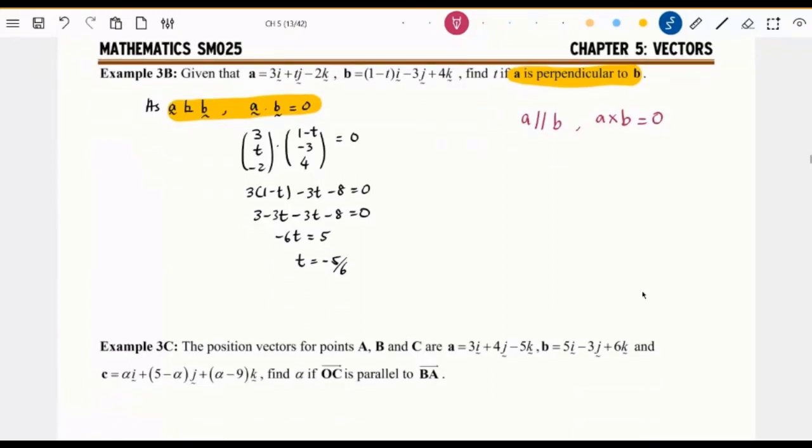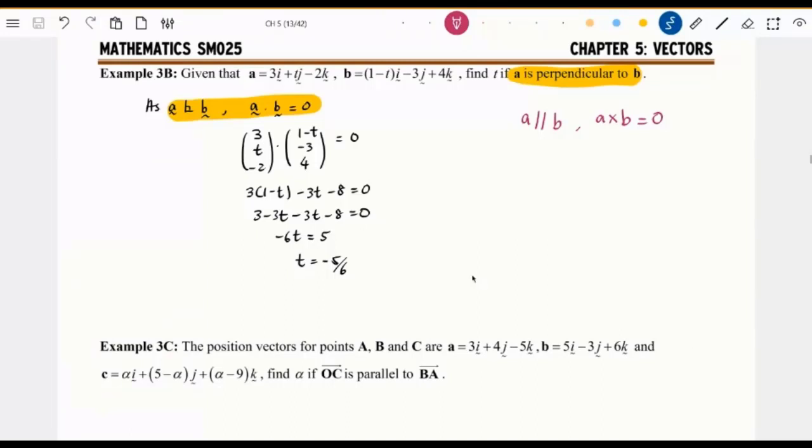Now we proceed with the 3C, which is the position vectors for A, B and C given. And we have to find lambda magnitude, which is alpha, by given OC is parallel to BA. Okay, the easiest way for solving this one is by using the vector product. But since this question is in the scalar product part, you have to use the scalar product properties.